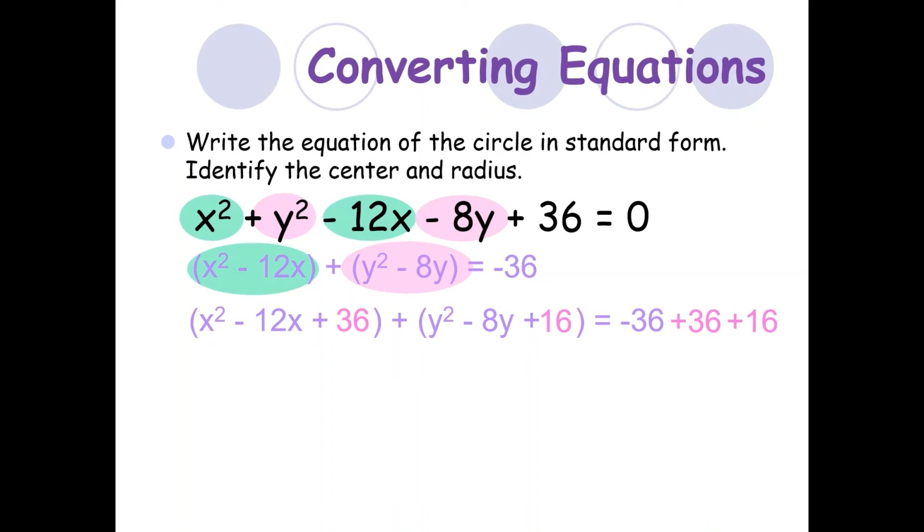Now all I have to do is factor the trinomials. Both trinomials are perfect squares, meaning when I factor them, the factors are the same, so I can write them as binomials squared. And look, our equation's in standard form. We can identify the center and the radius. And if we needed to graph, it would be a lot easier now.